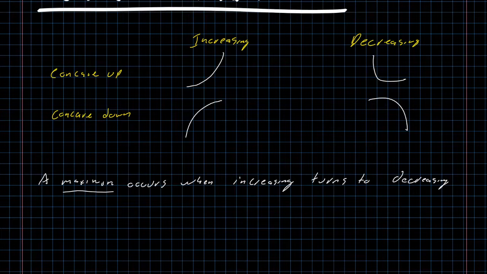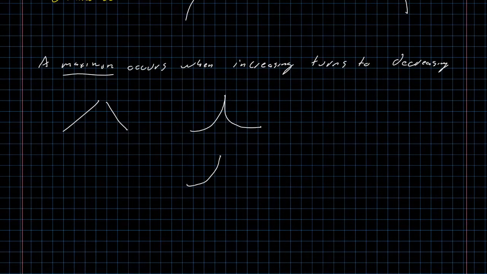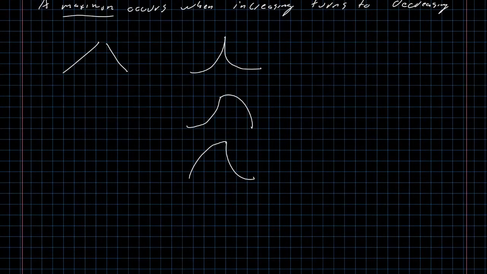A maximum we know occurs when increasing turns to decreasing. I drew that picture using lines previously, but we can also think about that as curves. So we want to go from increasing to decreasing. And we can do that when we are concave up increasing and also concave up decreasing. We can do that when we are concave up increasing and then concave down decreasing. We can be concave down increasing and then concave up increasing. And we can be concave down increasing and concave down decreasing.